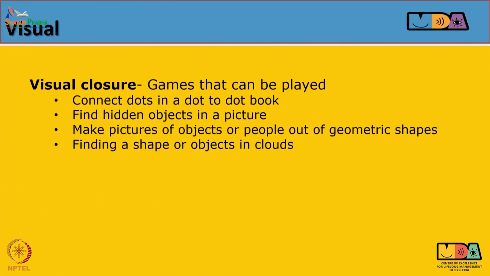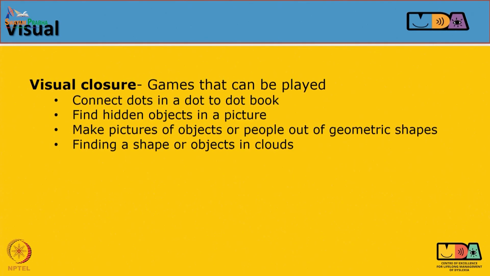We have often played games like pin the tail on the donkey. These are all good closure exercises. Connecting dot to dot in a book to form letters is a very good activity for the fine motor and for the closure exercise. You can find the hidden object in a picture. How many of us even today look for the six differences in a picture, a very nice activity for visual closure.